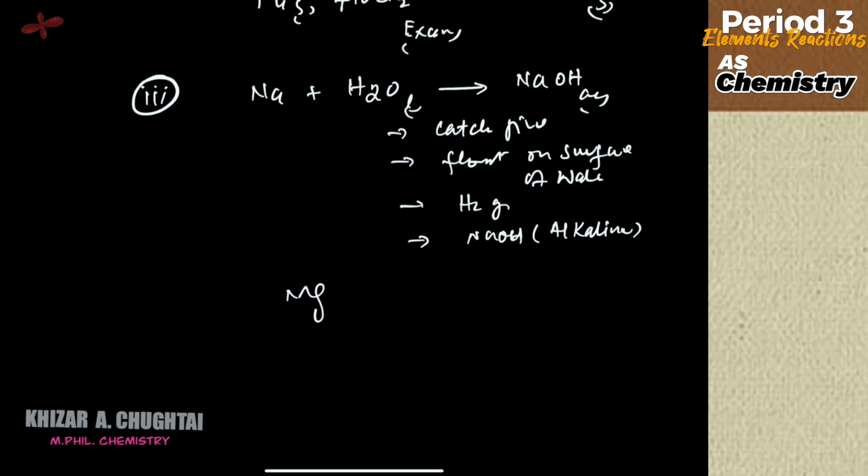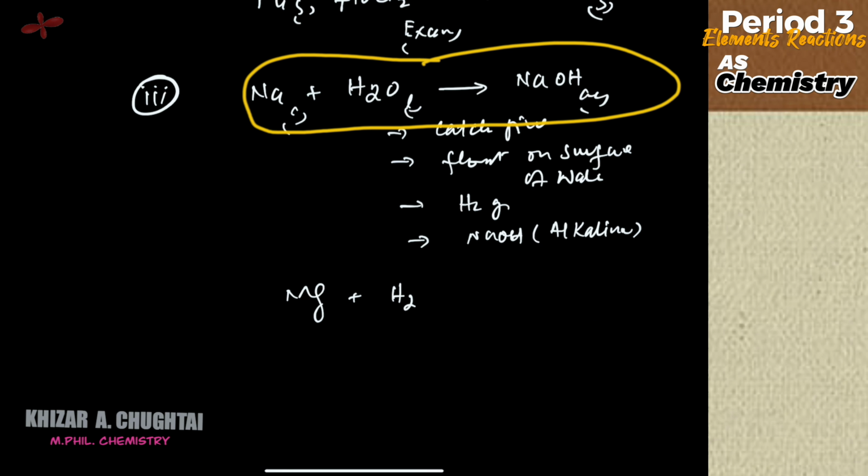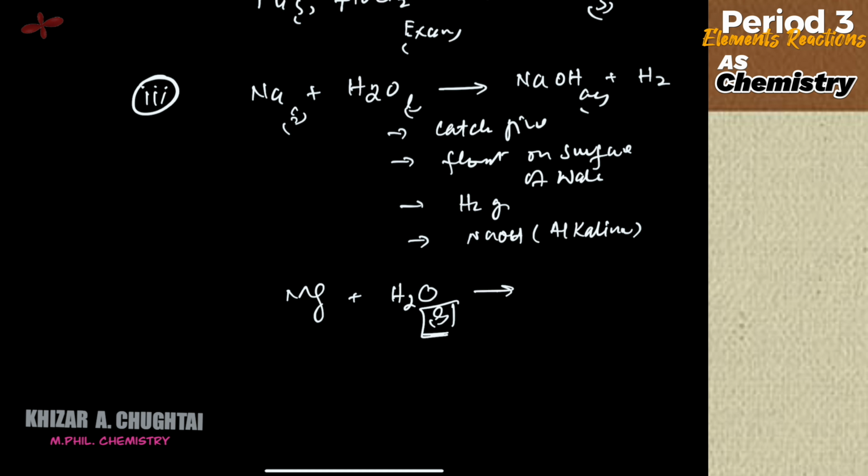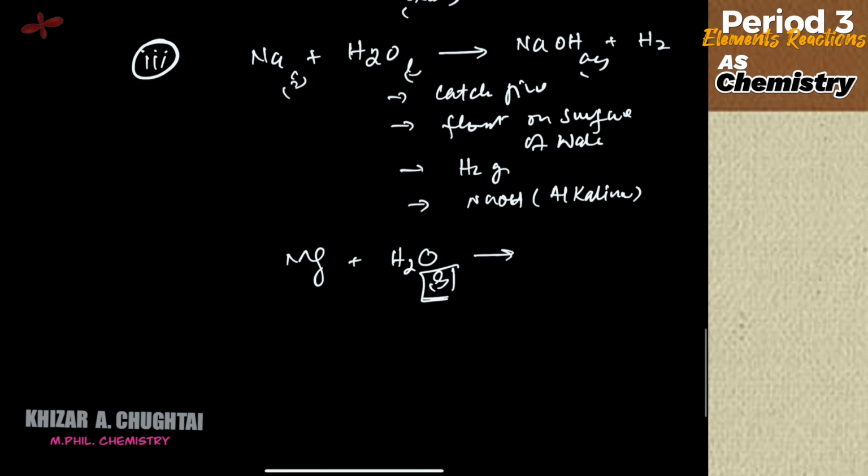When magnesium is allowed to react with H2O, we get magnesium hydroxide, aqueous, plus H2, hydrogen gas. Magnesium plus H2O, in case of cold water, the reaction is too slow to observe. There is almost, you can say, no reaction, or there is a very slow reaction. Only one test tube of hydrogen can be filled after several hours.